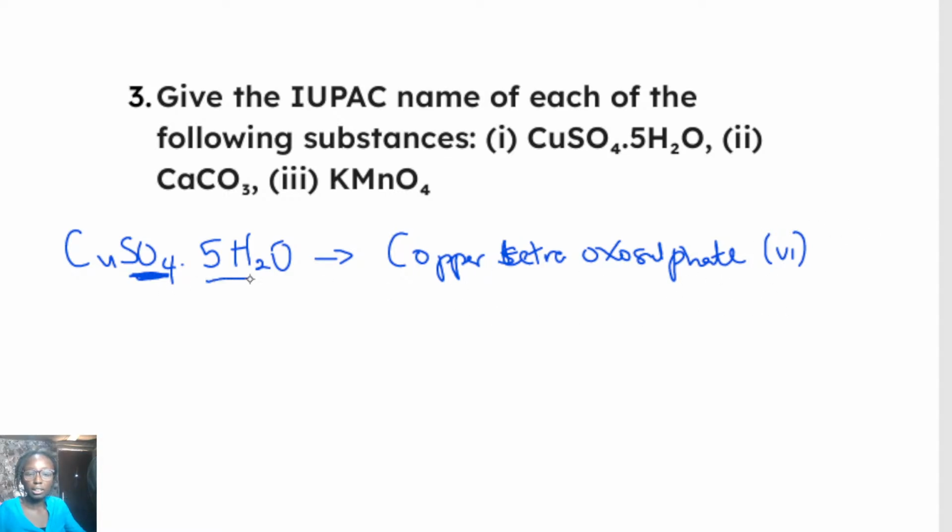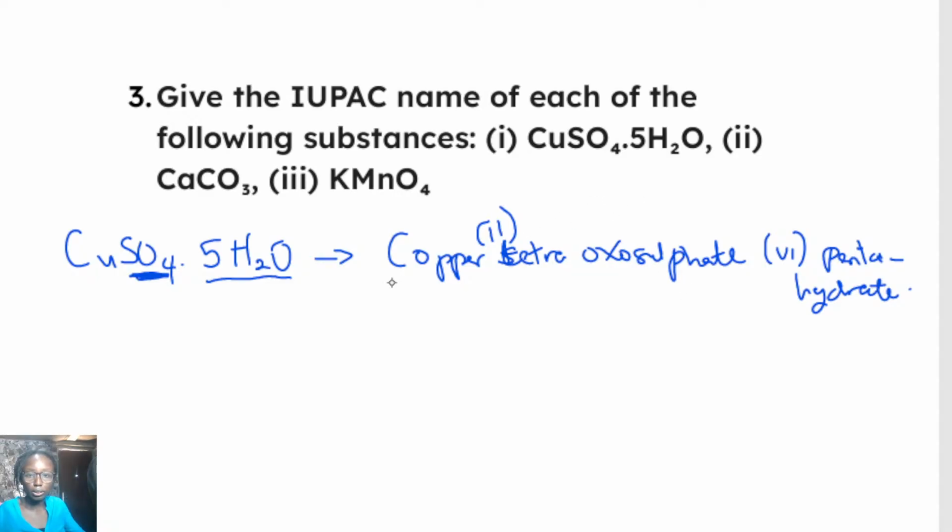Now, it does have some additional water crystals attached to it, so we say pentahydrate. Penta should be joined together. I don't have space, that's why I'm writing it as pentahydrate. Copper 2, copper tetraoxo... I missed the 2. Again, I told you you have to pay attention to the oxidation number. The 2 is because the oxidation number of copper is 2 here. So it's copper 2 tetraoxo sulfate 6 pentahydrate.